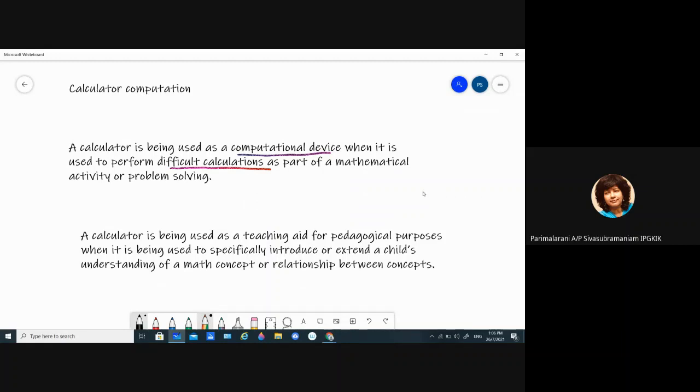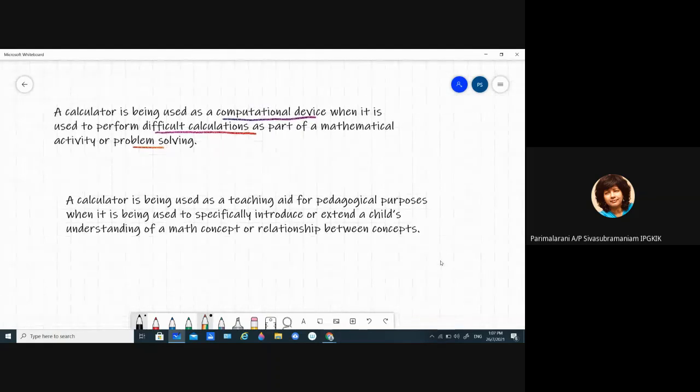But if you're teaching them problem solving and your objective is the problem solving process, and the problem solving question has a lot of big values, then you can ask the student to use the calculator to calculate the computation, because the objective is not the calculation but the problem solving process. So calculator can be used as a computational device if the calculations are very difficult and the goal is problem solving.